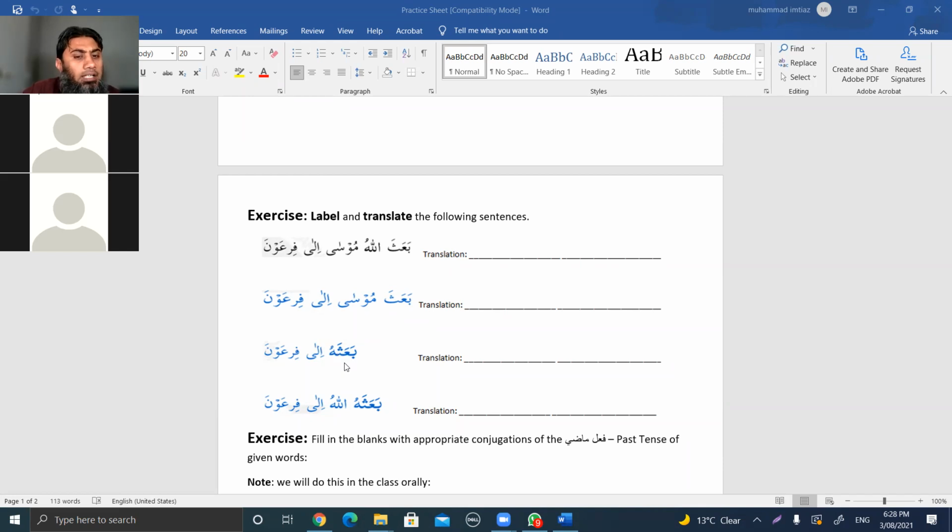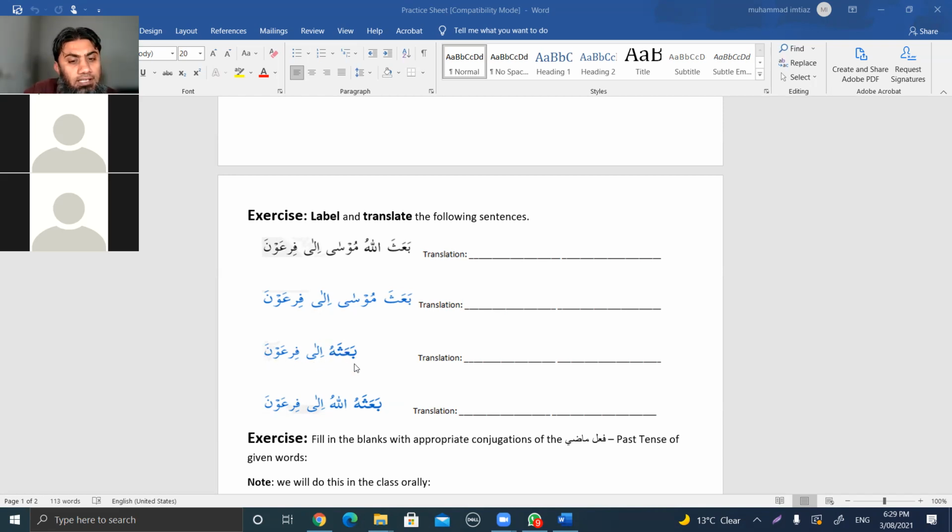Now ba'asa, he raised or he appointed. The question is, he appointed to whom or to what? He appointed him. So hu is the pronoun attached with the fail, and it will be called maf'ul. He appointed or he raised him. Ila is a preposition. Fir'auna will be majroor. Ila fir'auna together is a prepositional phrase, or we call it murakkab jarri. Ila means towards. Fir'auna means Fir'aun. Towards Fir'aun. He appointed or he raised him towards Fir'aun.